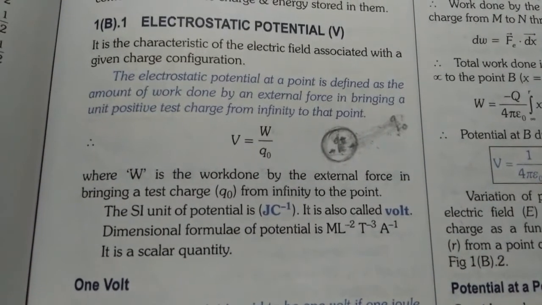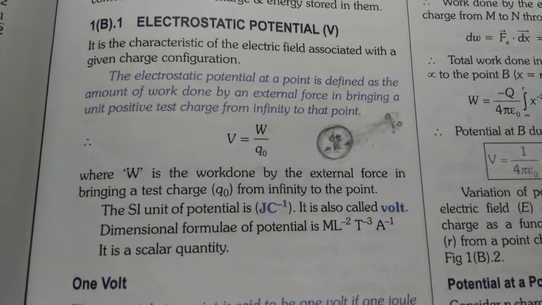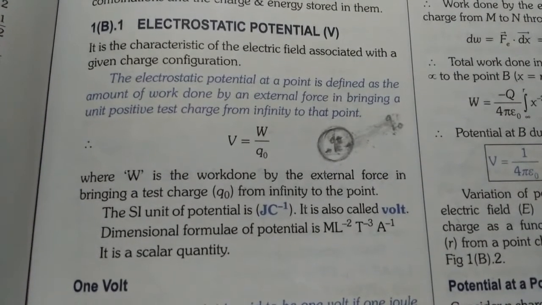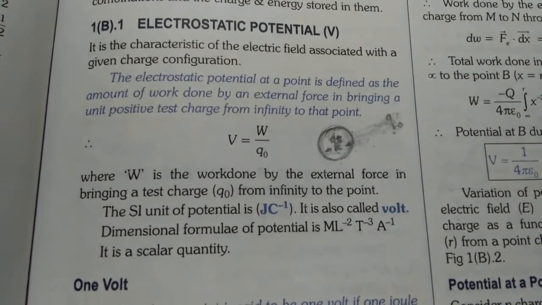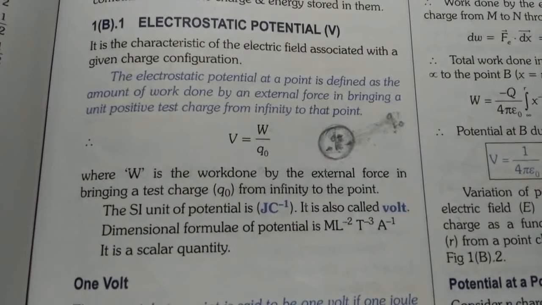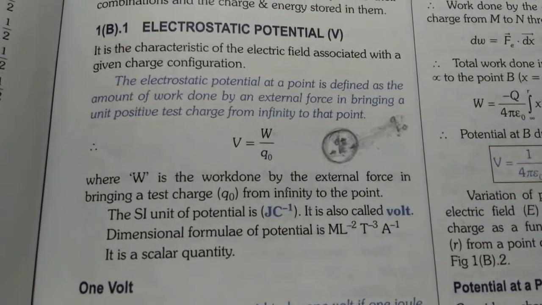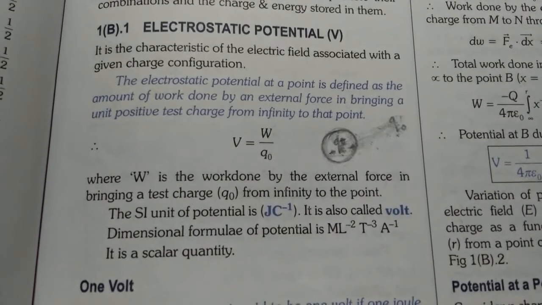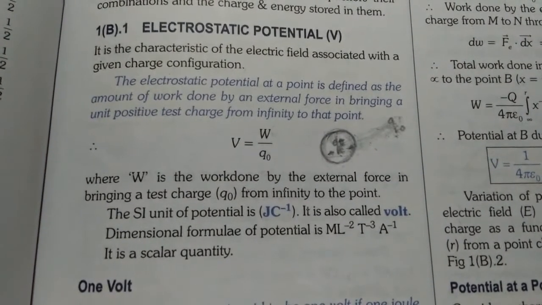Its dimensional formula is ML^2 T^-3 A^-1, and electrostatic potential is a scalar quantity. Because work is a scalar quantity, that's why potential is also a scalar quantity.